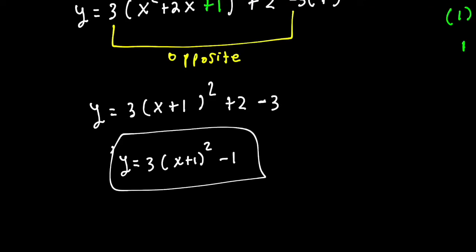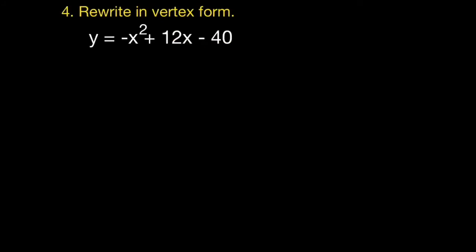Let's practice with one final example. Example number 4, rewrite in vertex form. To convert to vertex form, I will need to complete the square, and to complete the square, I need to focus on the x squared term and the x term. I notice that the coefficient of x squared is not positive 1. We have a negative 1 here, so we have to factor that out first.